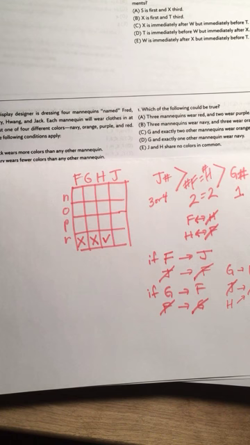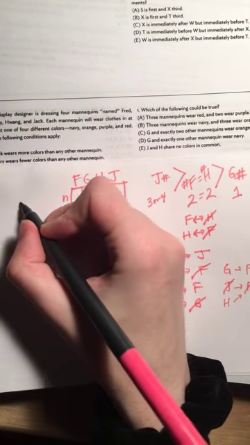C: G and exactly 2 other mannequins wear orange. Yeah, nothing wrong with that as far as I know. So if G wears something, then F and J have to wear it, so that would be exactly 2 others. D isn't going to work because if G wears it, then 2 other mannequins have to wear it, because if G wears it, then F wears it and J wears it. So D won't work. E: J and H share no colors in common. Yeah, that's not going to work because H has to wear 2 colors and J has to wear 3 or 4. So there's going to be some overlap. There's no way that we could have them wear completely different colors. So C is the correct answer.